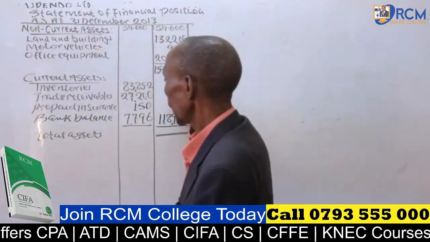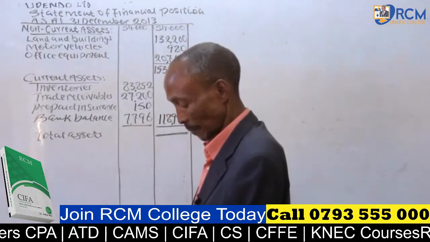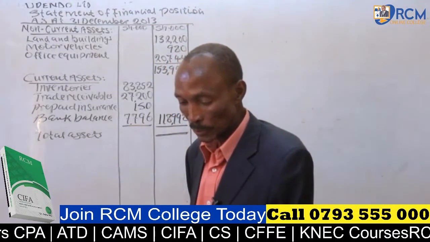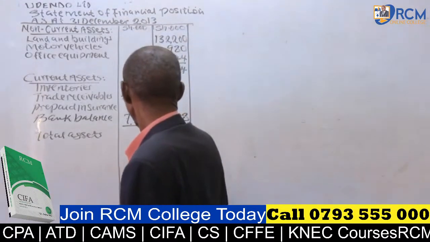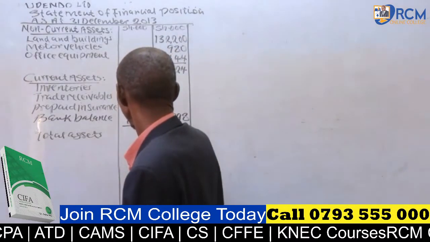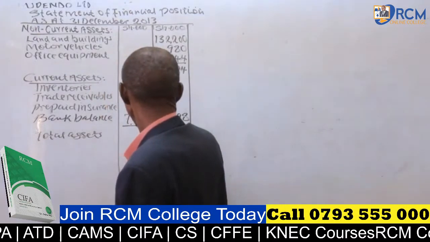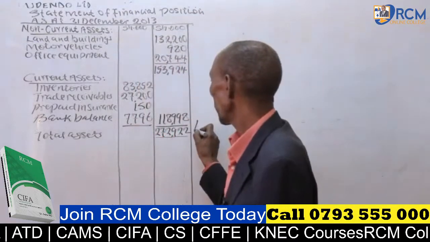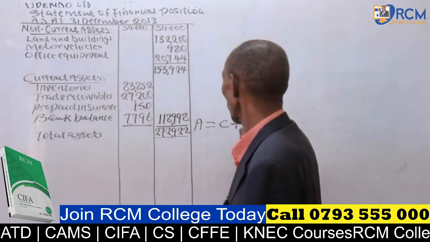So I'm adding the non-current assets. I don't want to assume anything. And getting the total 272,922. What does this stand for? Total assets. Now, remember the accounting equation, assets equal capital plus liabilities.